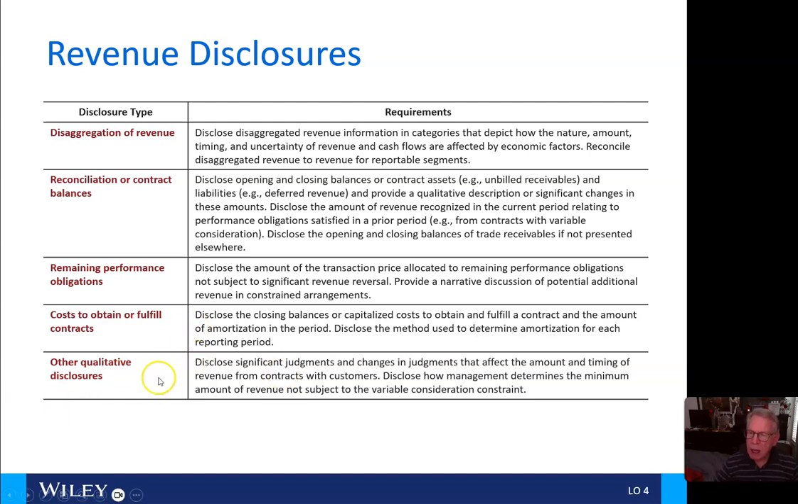And finally, other qualitative disclosures will disclose significant judgments and changes in judgments that affect the amount and timing of revenue from contracts with customers. We'll disclose how management determines the minimum amount of revenue not subject to the variable consideration constraint.